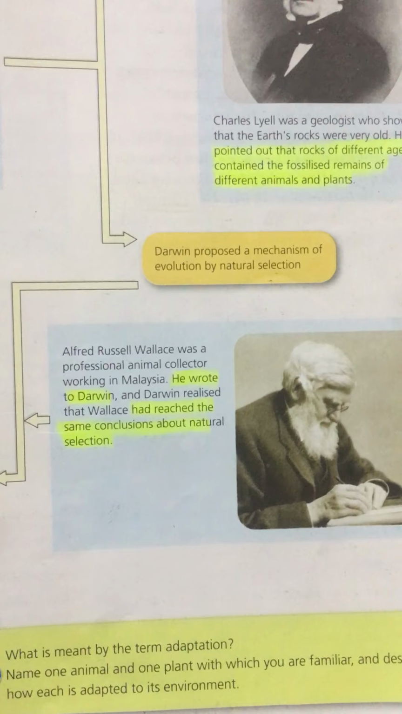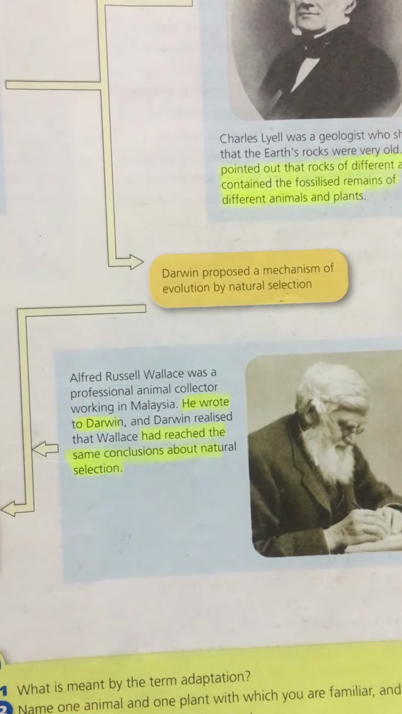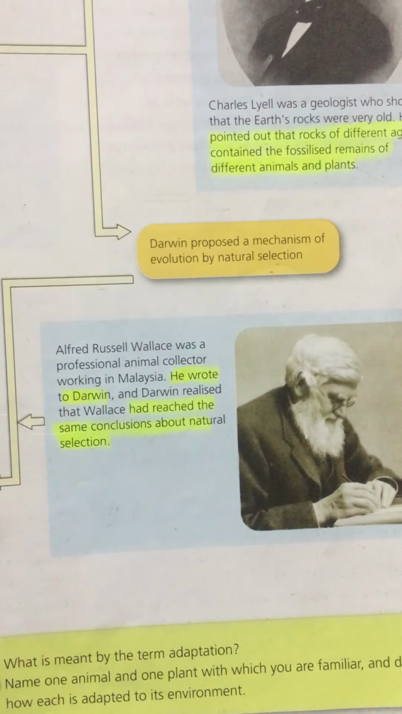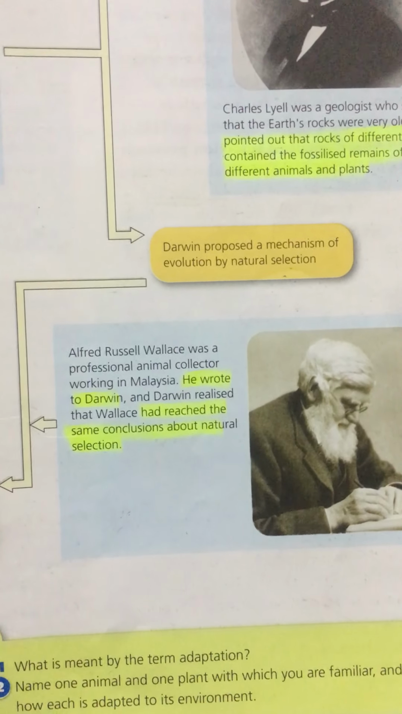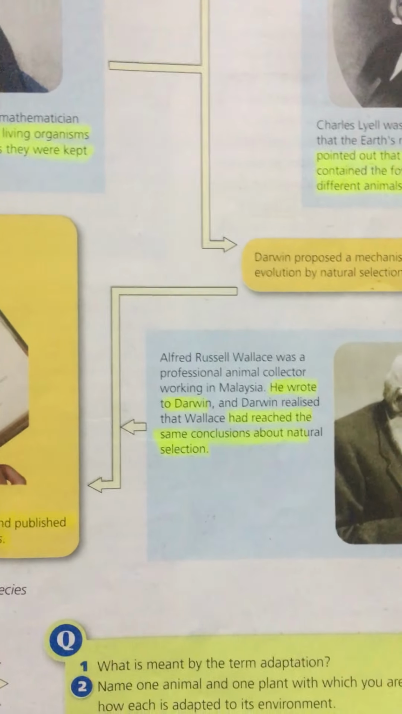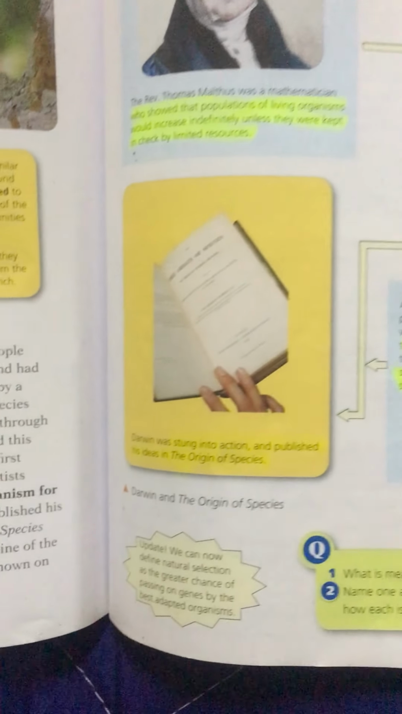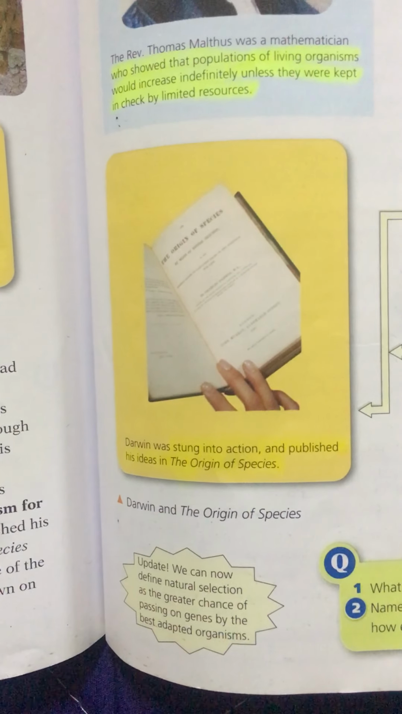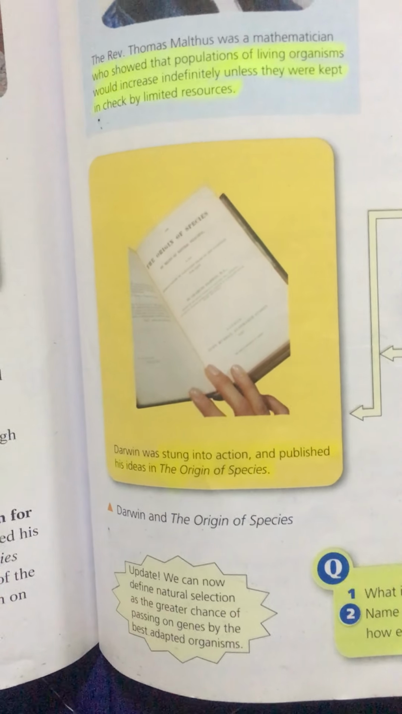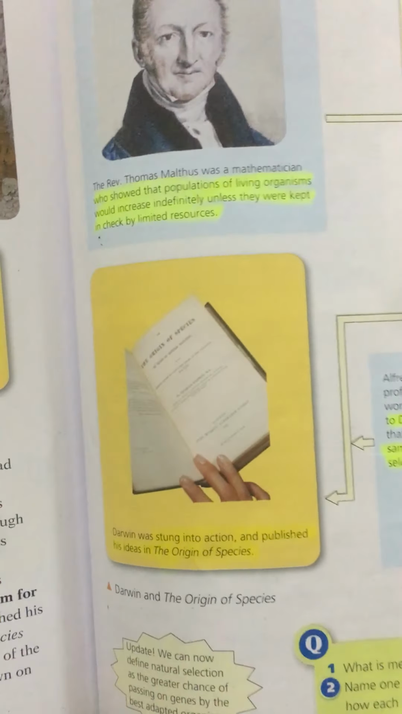Then we have another scientist. Here we have Alfred. Actually, Alfred agreed with all the ideas that Darwin explained. He wrote to Darwin and said that he had reached the same conclusions about natural selection. So Darwin and Alfred had reached the same conclusion. After that, Darwin was stung into action and he published his ideas in his book, which is The Origin of Species. So it's the story of Darwin.